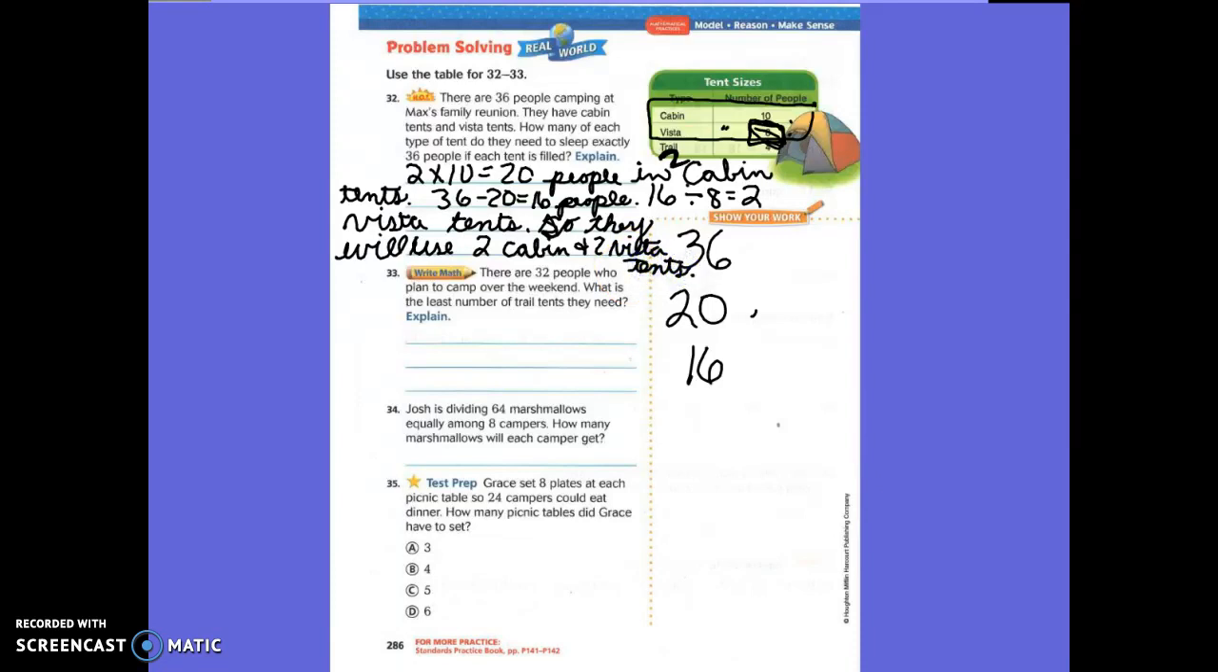Okay, boys and girls, number 33. There are 32 people who plan to camp over the weekend. What is the least number of trail tents they need? Explain. Okay, how can we figure this problem out? There's 32 people, and we're looking at trail tents. There can be 4 people to a tent. So what can we do to find the least number of tents we could use?